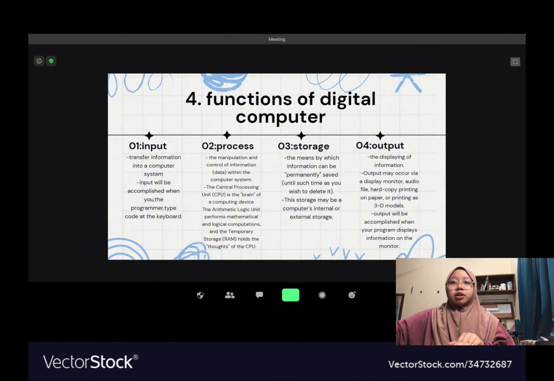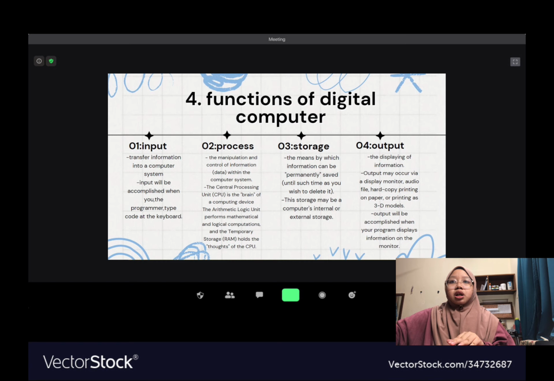is the displaying out of information, and output may occur via a display monitor, audio file, hard copy printing on paper, or printing a 3D model.